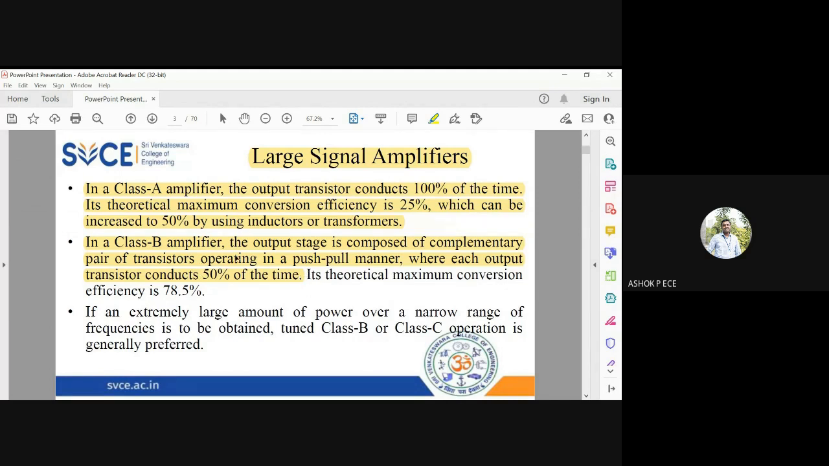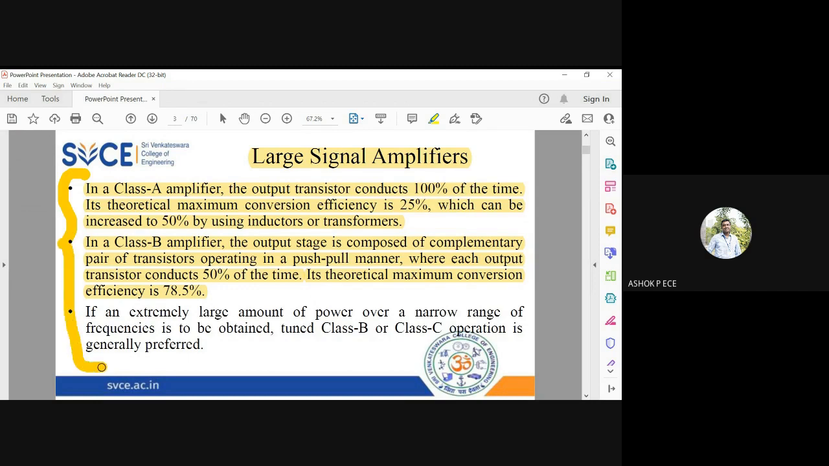So only during this 50% of time you will have power loss. During the other 50%, the loss is zero. So the efficiency is very high. It jumps to 78.5 percentage. See, all these efficiency calculations we will be doing when we study about each of the power amplifiers.